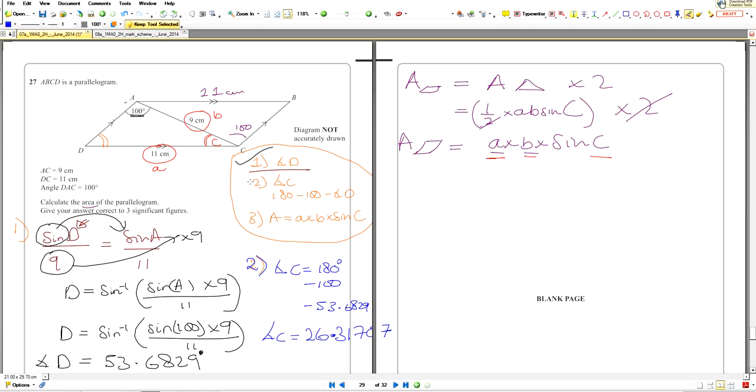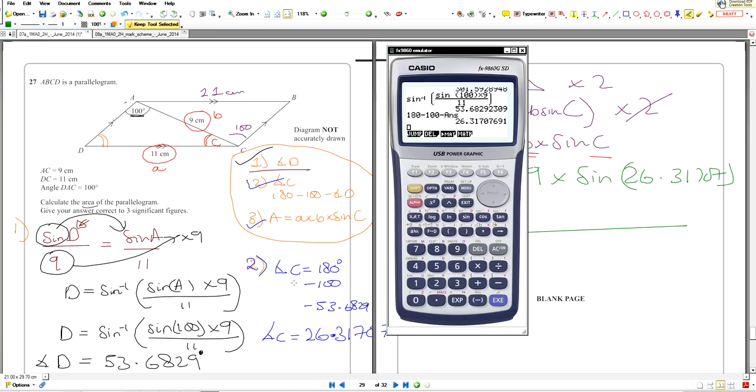Now that we've done the second part here, we can now work out the third part, which is over here. So let's switch to another color again. We say the area of the parallelogram was the area of the triangle times by 2. When you double it, it cancels the half, and we're left with this. Our little a is 11, our little b is 9 in this particular part, and then the sine of angle C. What's angle C? 26.31707, and so on. So the area of this parallelogram is equal to all of that.